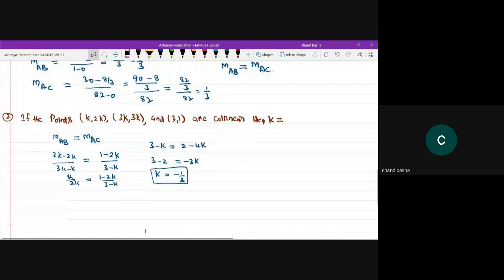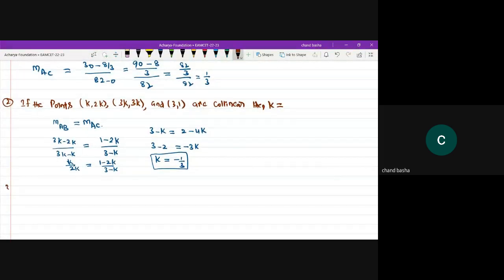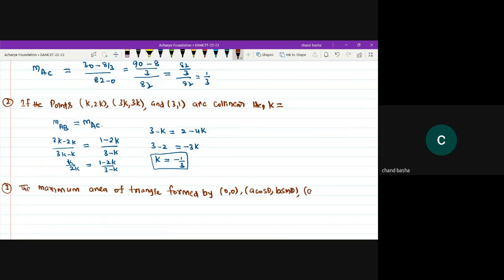Question number 3. The maximum area of the triangle formed by the vertices 0, 0, a cos theta, b sin theta, a cos theta, minus b sin theta, in square units, is being asked.